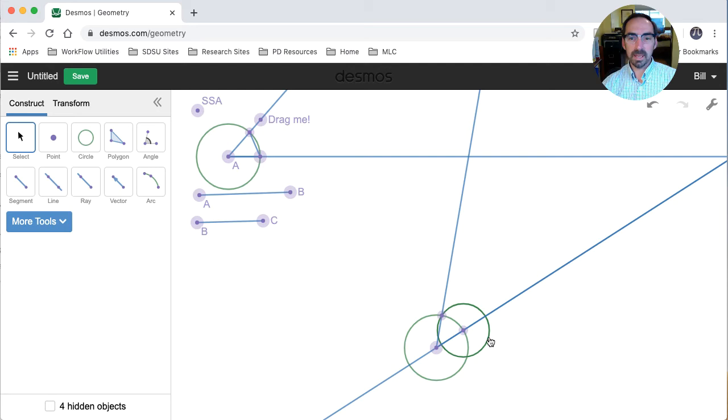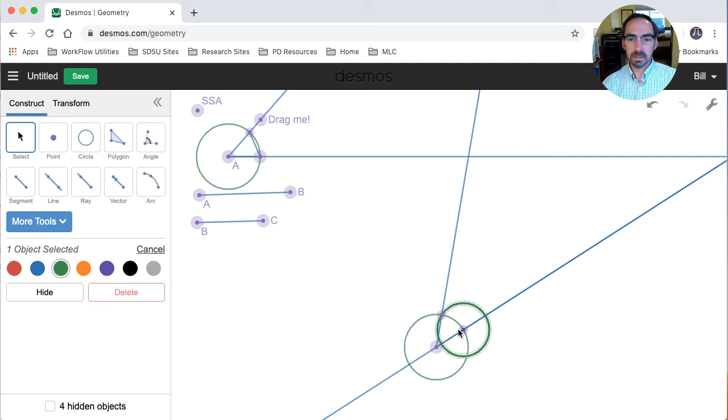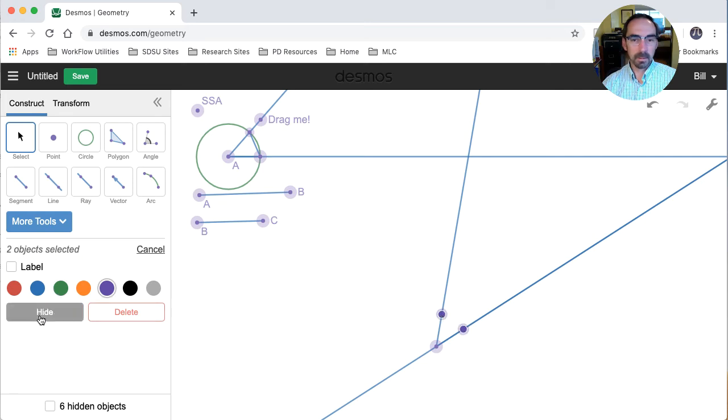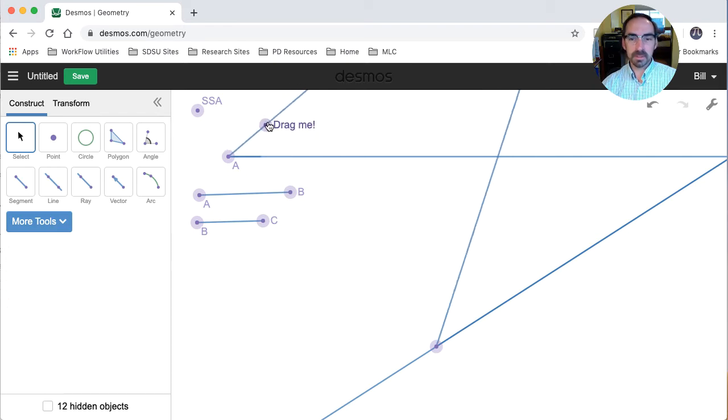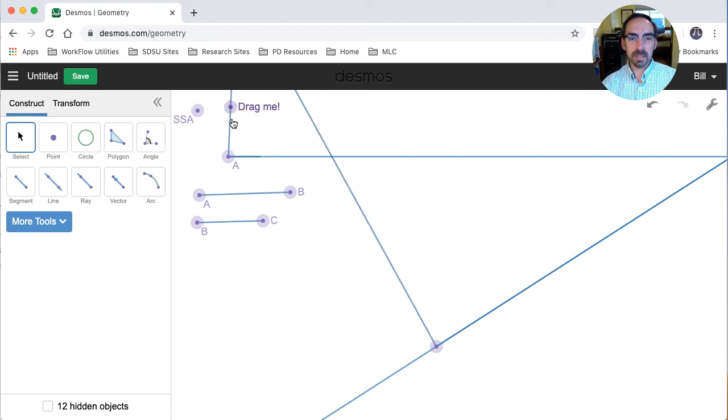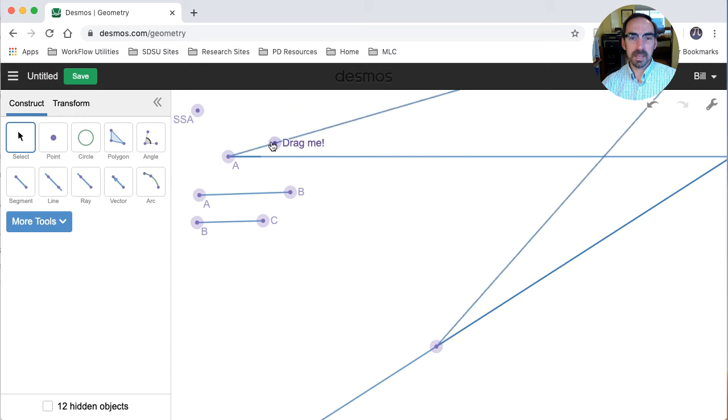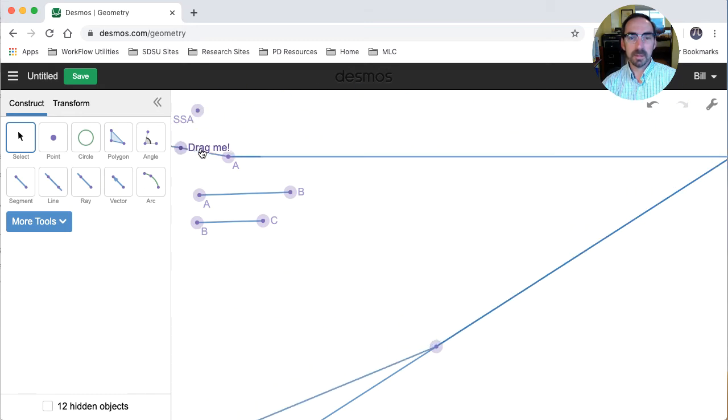And I'll go ahead and hide all the things I don't need. Don't need that, don't need that. And I don't need that, and I don't need that. And now what you'll notice though is that my two angles in fact are constructed to be exactly congruent. And just like that, when I move this angle, then my angles stay congruent.